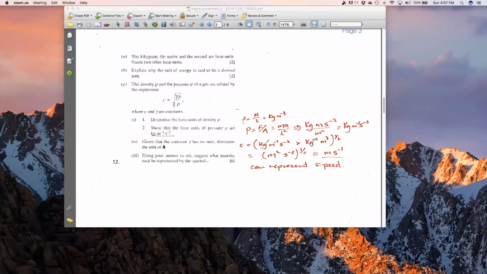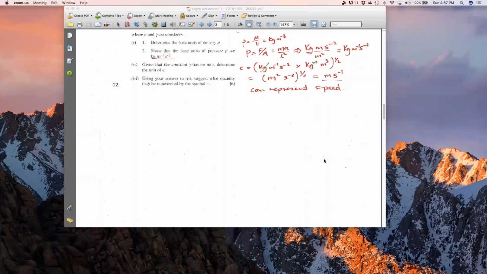That's what they asked, what is the unit of C? And they said, using your answer, suggest the quantity that C represents. And because the unit is meter per second, it can represent speed. So that is pretty straightforward.